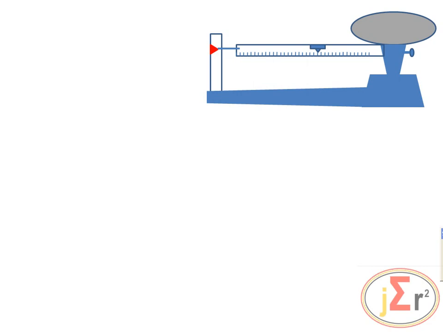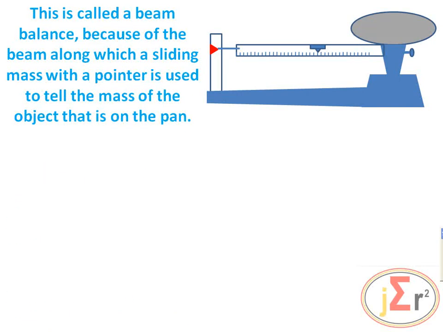Now, this is a very simple version of the beam balance, because at school we have a triple beam balance there. Not only that, we might have a few more beams on the balance that the nurse uses. But all in all, the principle of operating the beam balance will be the same. This is called a beam balance because of the beam along which a sliding mass with a pointer is used to tell the mass of the object that is on the pan. That's a very long and sophisticated statement.